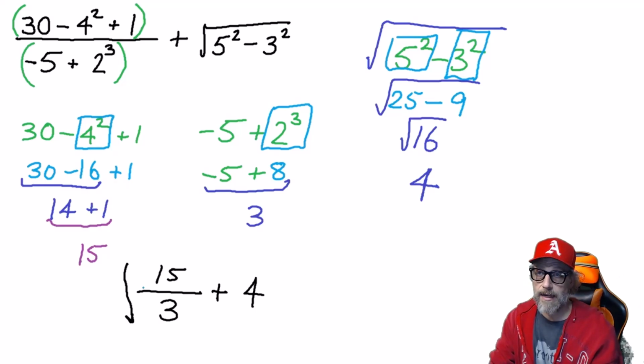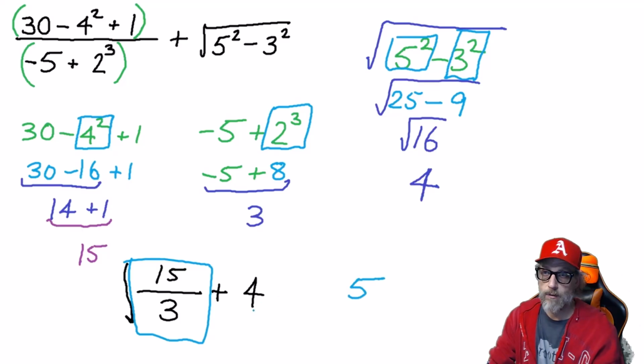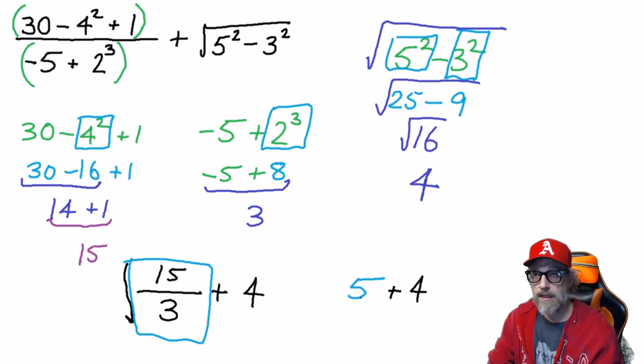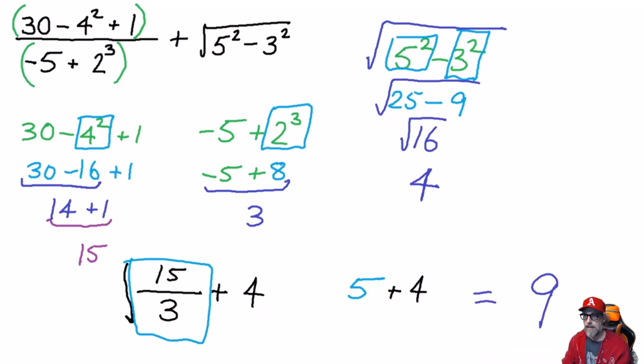15 divided by 3, careful there, equals 5. And then we have a plus 4. And finally, that addition, 5 plus 4 equals 9.